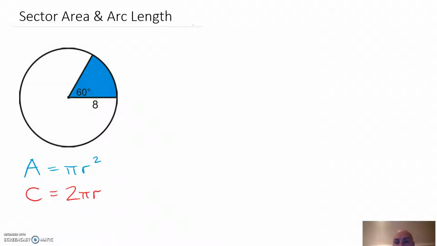So let's get started with the area. What we're going to try and do is calculate the area, not of the whole circle, but of the shaded blue sector. So we want the area of a sector. Now we know the area of the whole circle, it's pi r squared.